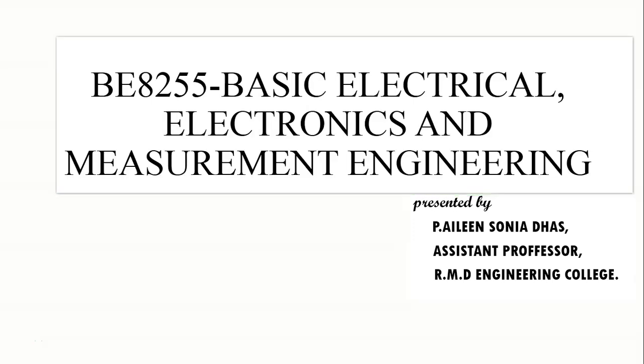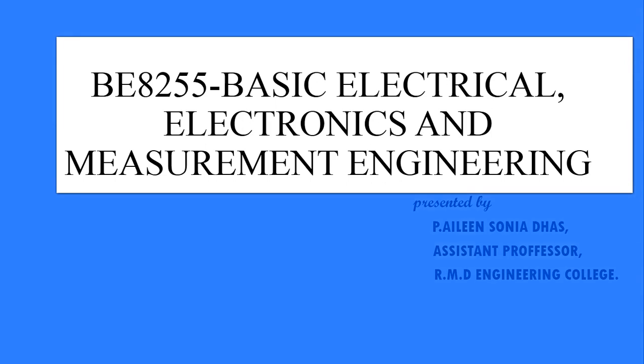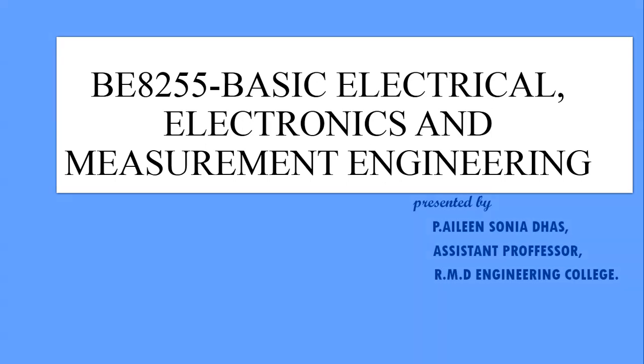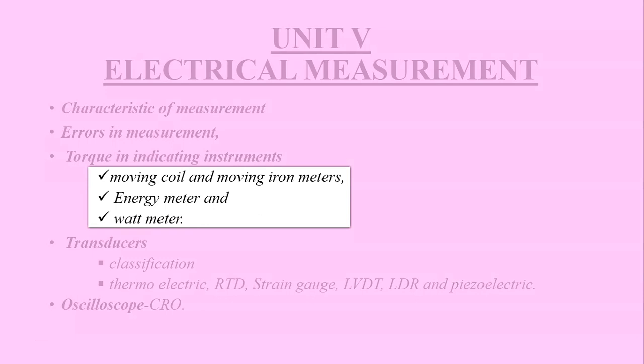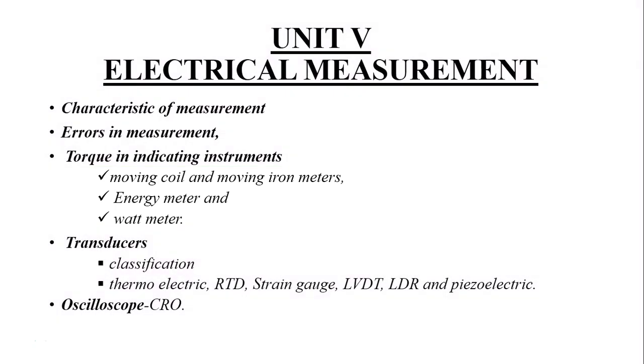From the subject Basic Electrical, Electronics and Measurement Engineering, I am going to take from Unit 5, which deals with electrical measurement. These are the syllabus topics of Unit 5. The topics are characteristics of measurement, errors in measurement, and indicating instruments. Under that, about the instruments, you'll be studying moving coil and moving iron meters, energy meter and watt meter. For these instruments, you will be studying their working principle and the torque equation.